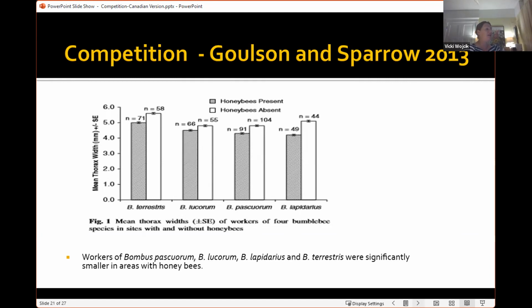And they did find that there was a significant difference in key morphological characteristics, like the size of the width of head, width of tarsi, that bumblebees were physically smaller when they were in a landscape with honeybees present. And so this was an indicator that resource access is limited because they're not growing as much, they're not eating as much.